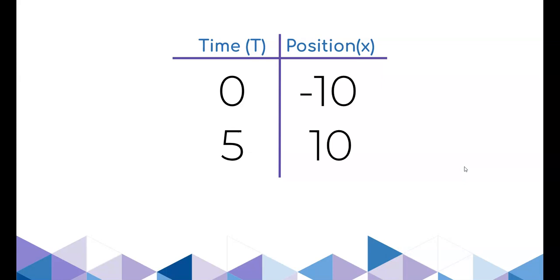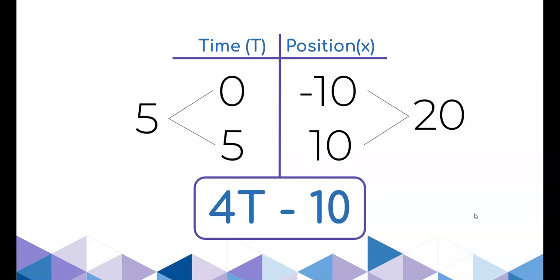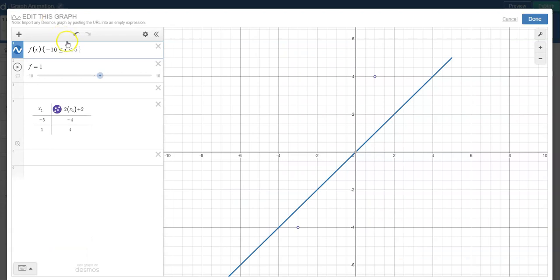So what's the function here? What's the relationship? Well, if we pull some kind of change in y over change in x, I can see that my function of position as a function of time is going to be represented by the equation 4t - 10. So I can take that time value, multiply it by 4, subtract 10, and I'll get the position. This equation is going to become our maximum.